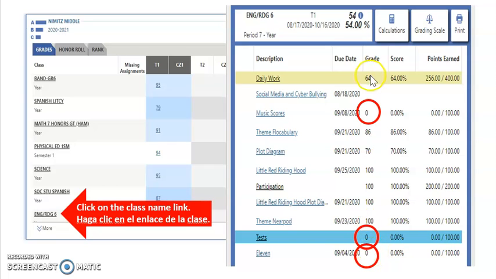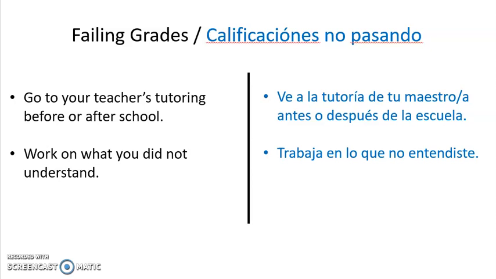And you can see here in the red that there are 3 zeros. 3 zeros, any zero, will really hurt your average in a class. So the first step is to talk to your teacher. Let them know that you plan to come to tutoring, and then come to tutoring. Their tutoring times should be listed in their Google Classroom, and you should be able to come in person or do it virtually with them.